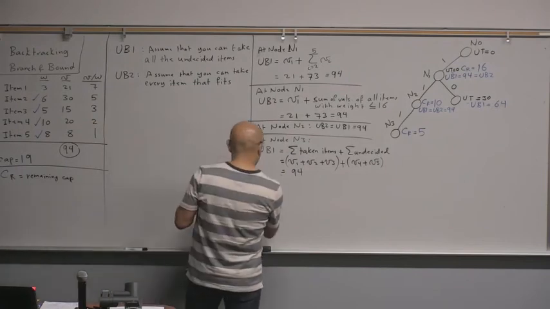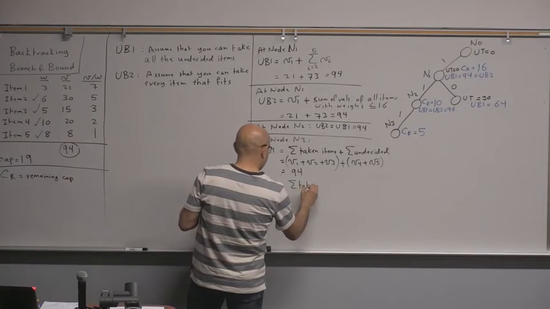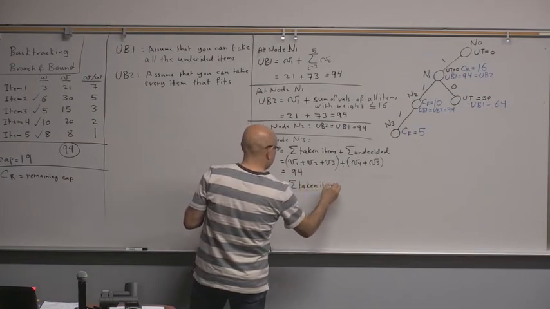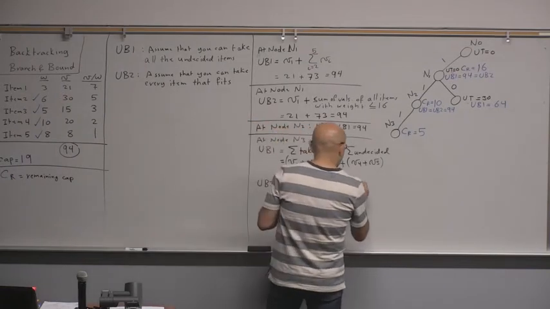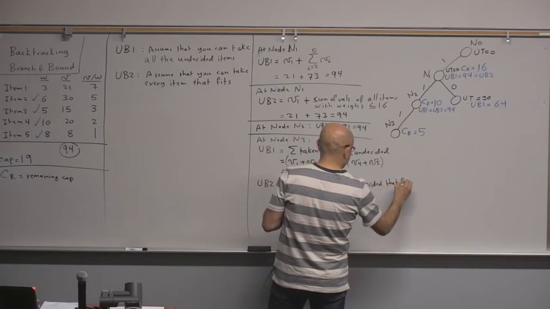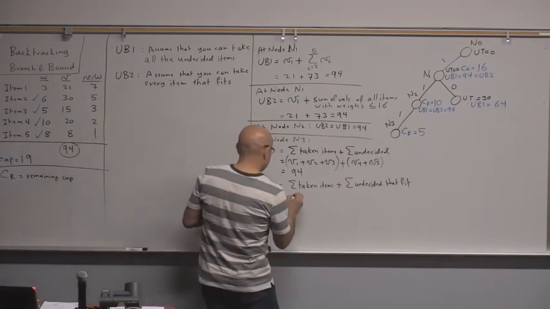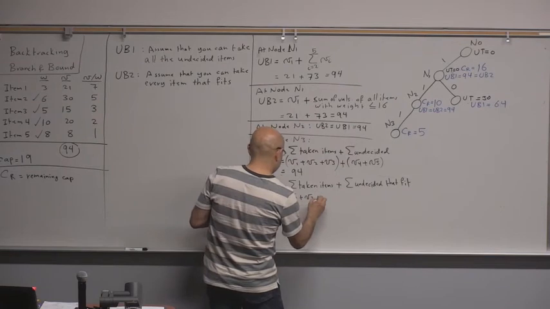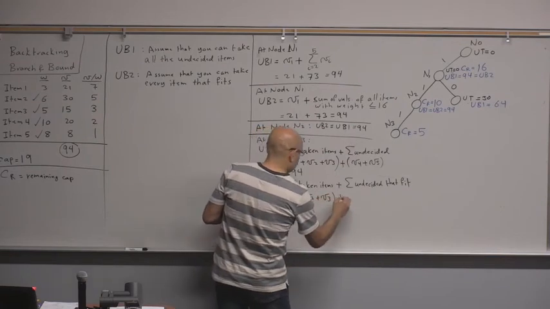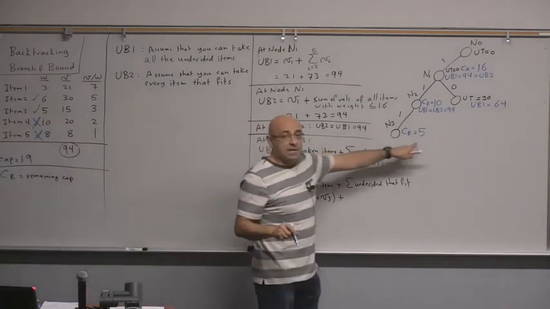But now UB2 is going to be equal to sum of taken items plus sum of undecided that fit. So undecided but fits. And this is going to be V1 plus V2 plus V3 plus, now which one of the remaining items will fit? Will this fit? No. So this is a no. And this is also a no, because we have a remaining capacity of 5.